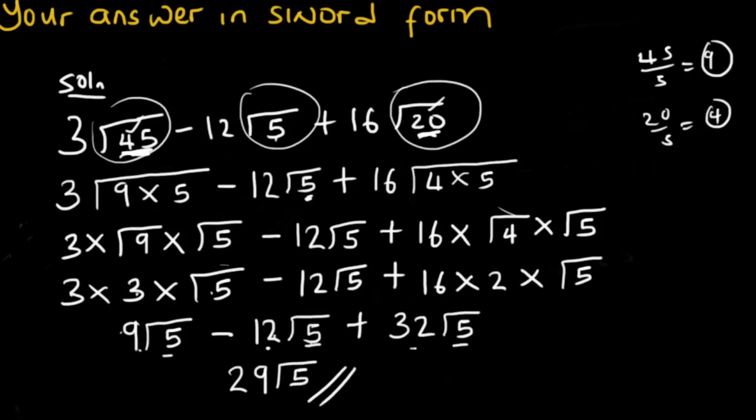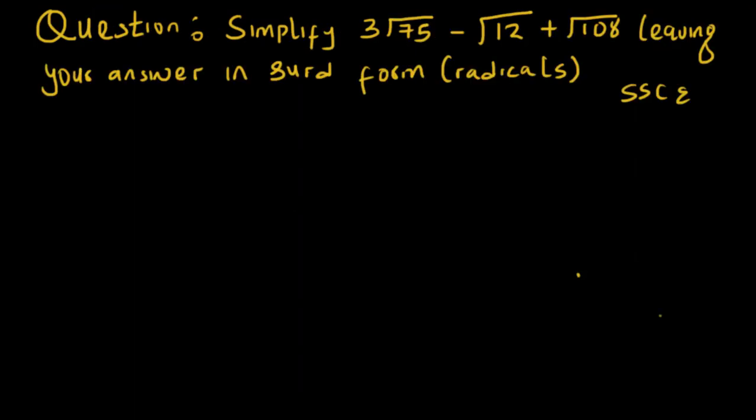Do you understand? I hope you understand how we did this. 9 root 5 minus 12 root 5 is minus 3 root 5. Minus 3 root 5 plus 32 root 5 is 29 root 5. Hope you understand. Let's take another question. So we have this question. Simplify 3 root 75 minus root 12 plus root 108, leaving your answer in short form.